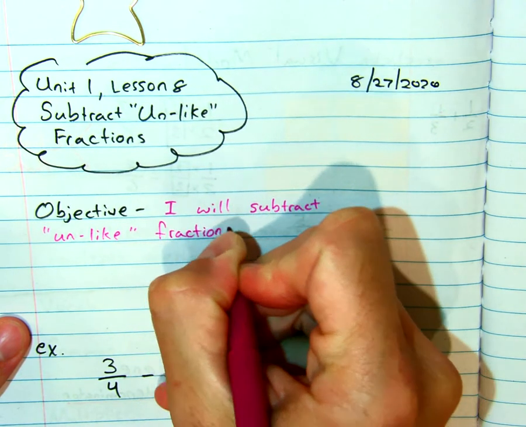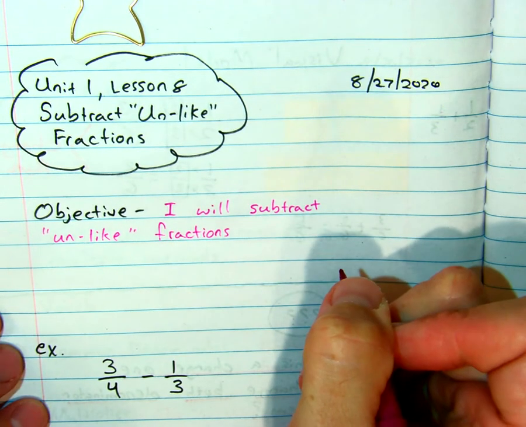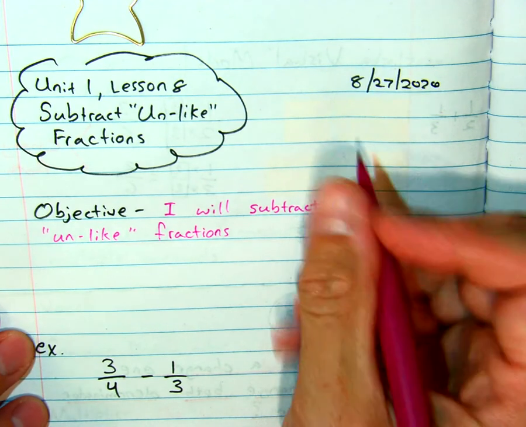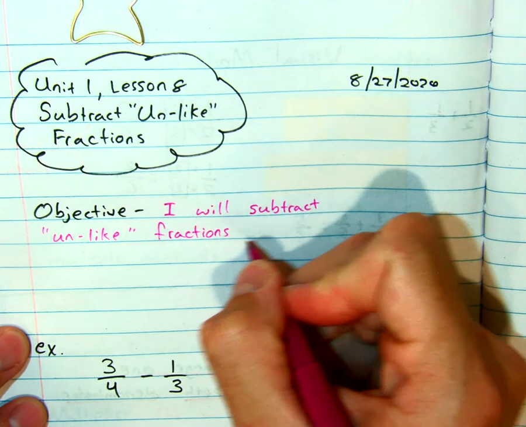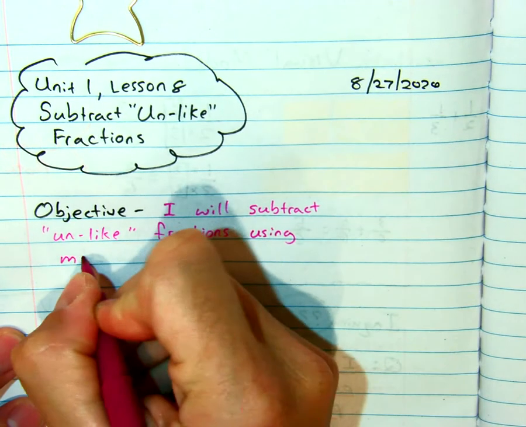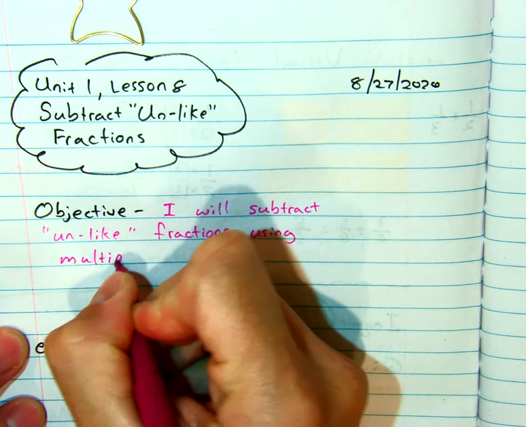What do you guys think? Should we do it one way or multiple ways? Yeah, it's always good to know our options. So I will subtract unlike fractions using multiple methods.